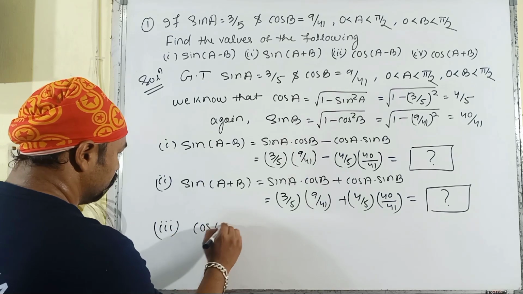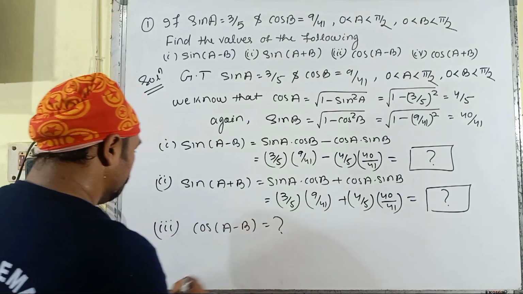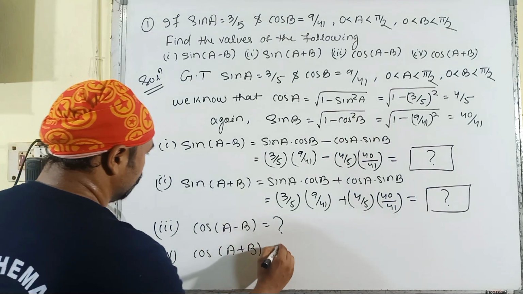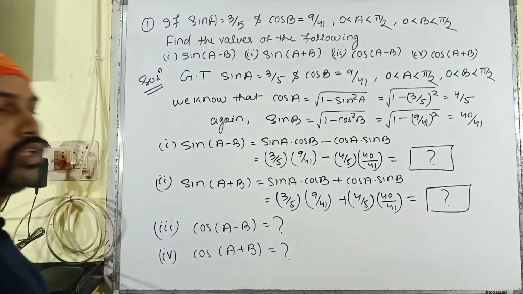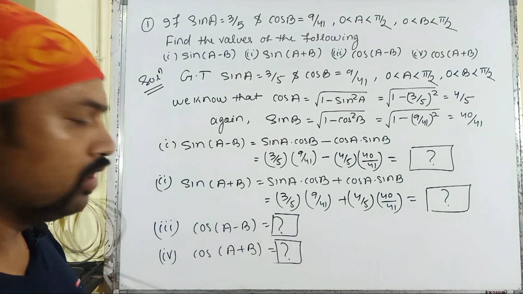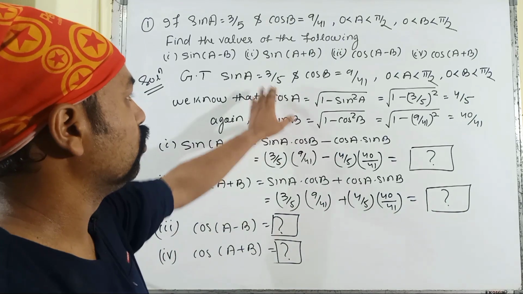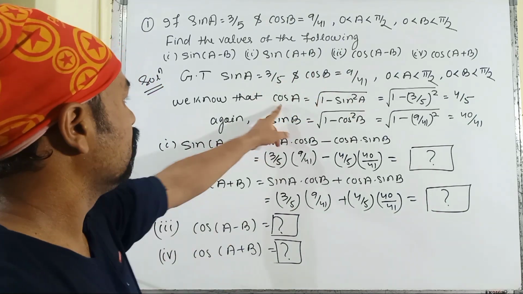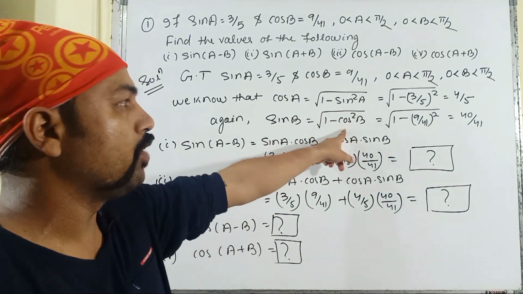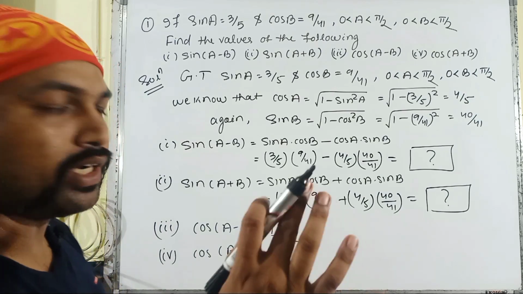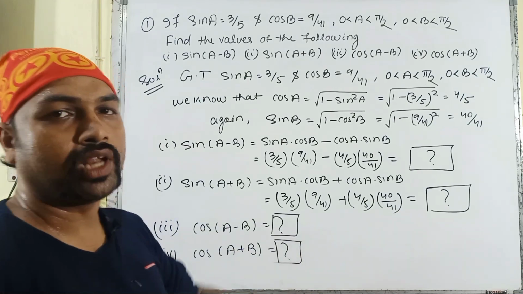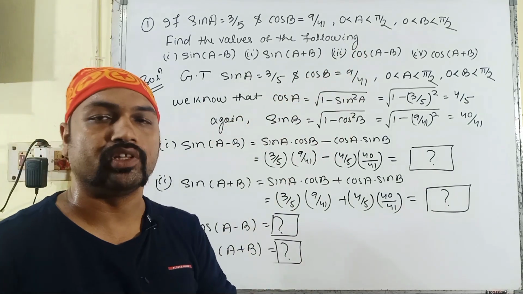Similarly, you have to find cos(A minus B) and then cos(A plus B). These are simple evaluations, and these are the tasks for you. Just evaluate these answers by putting the particular values that are given to you. Sin A is equal to 3 by 5, cos B is equal to 9 by 41, cos A is equal to 4 by 5, which we have evaluated from the value of sin A, and sin B we have evaluated from the value of cos B by using the trigonometric identity. So this is the first problem based upon the trigonometric ratios of compound angles, where both of the angles A and B are lying in the first quadrant.